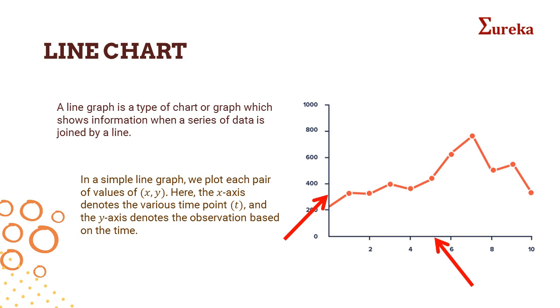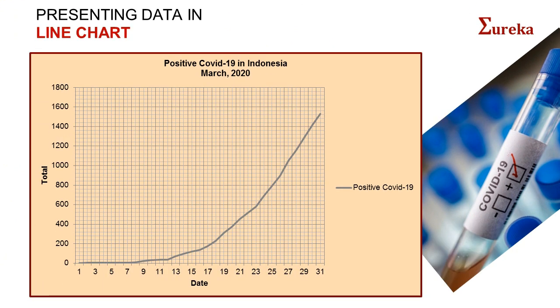And we want to present the previous data that we have, about the positive COVID-19 cases in Indonesia, in the line chart. This is the line chart about positive COVID-19 in Indonesia, especially in March 2020. The x-axis shows the date from 1st until 31st March, and the y-axis presents the total patients positive for COVID-19. We know that the line chart is increasing.